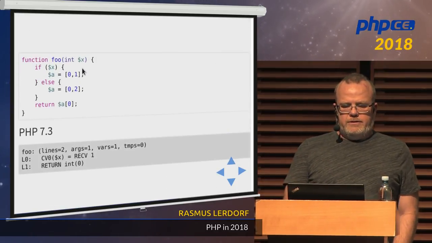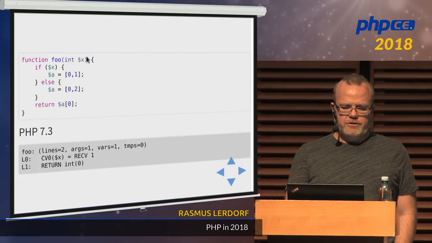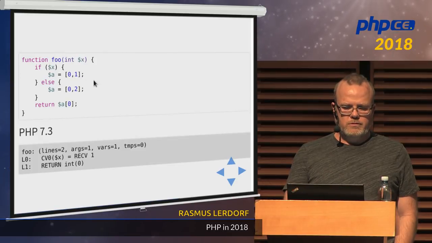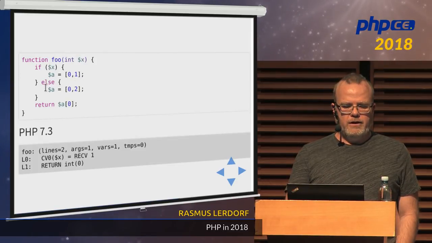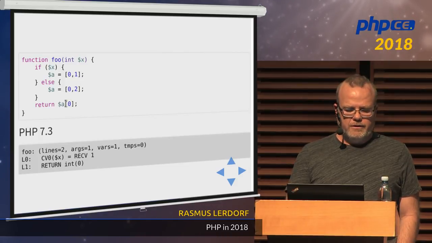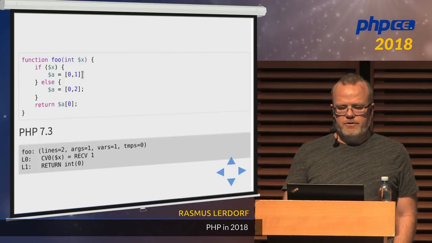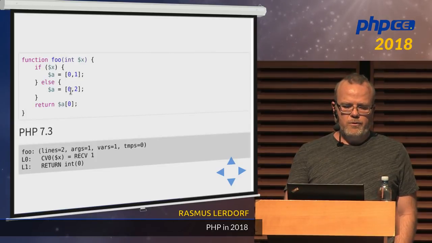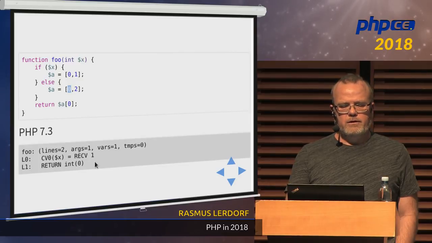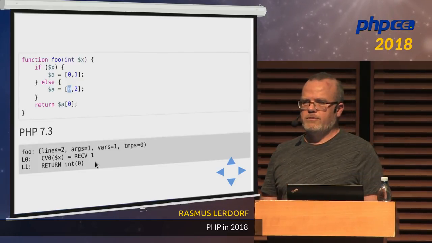Then there's stuff like this. If you follow this through, we pass in x. If x is true, we set a to this array. If it's false, we set a to this array. And then we return only the first element. The optimizer is smart enough to know that these are static arrays. We're only ever returning the first element. So this entire thing compiles down to just return zero.